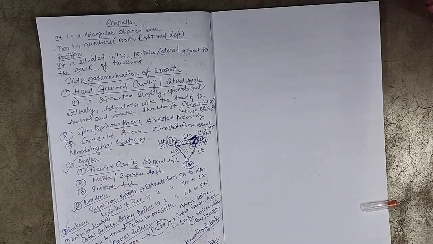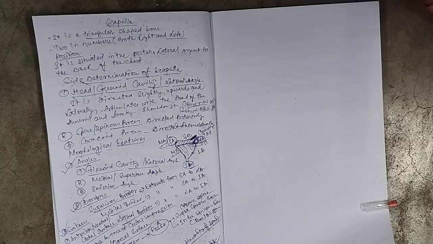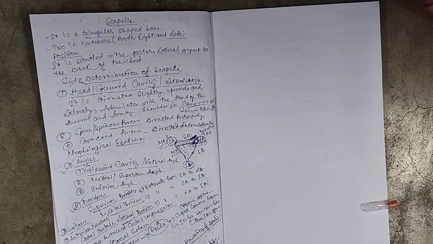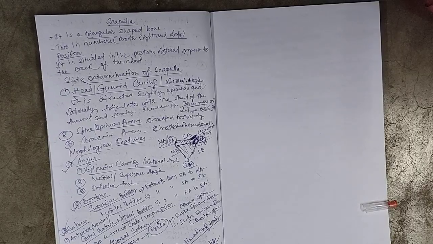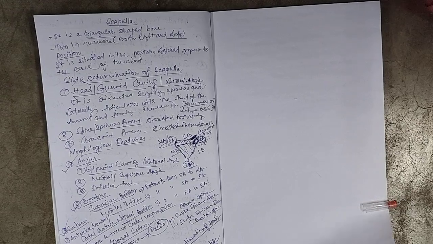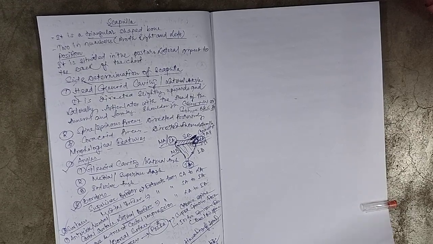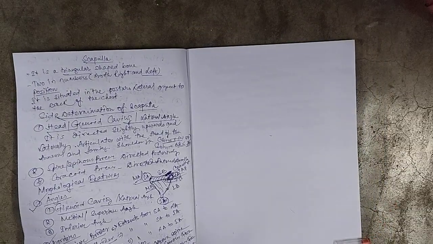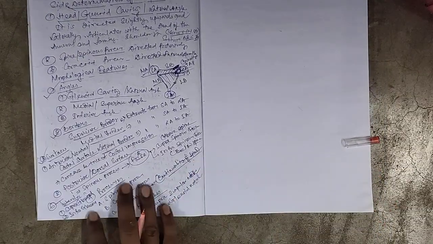And there are some tubercles also. Number 6 structure, that is, there are some tubercles also. So what are those tubercles? Number 1 is supraglenoid, and number 2 is infraglenoid. Now I will try to show you the diagram part.